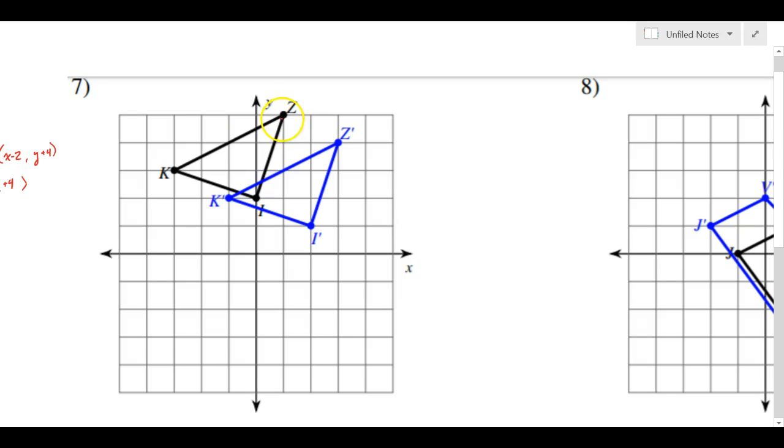Well, it appears that it has gone down 1. So down 1 and left, no, I apologize, right 2. So I could say right 2, down 1. I could write it as x, y, x plus 2 because we went right, y minus 1 because we went down, or plus 2, minus 1.